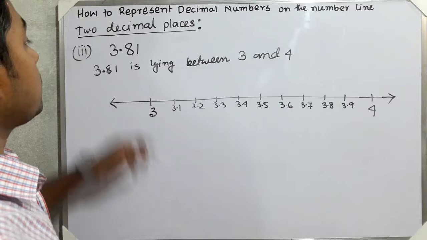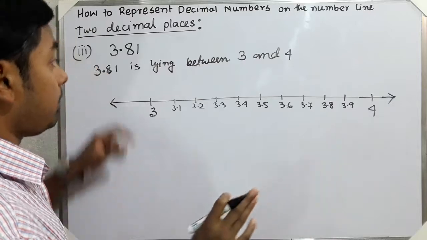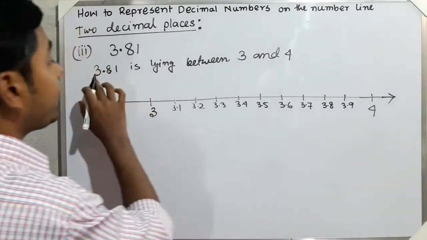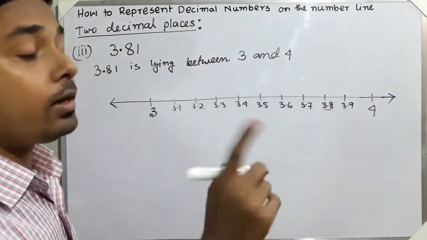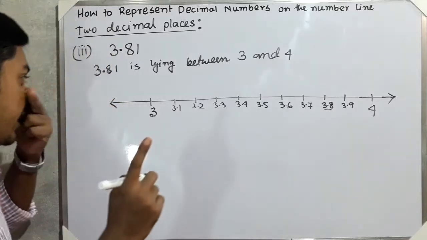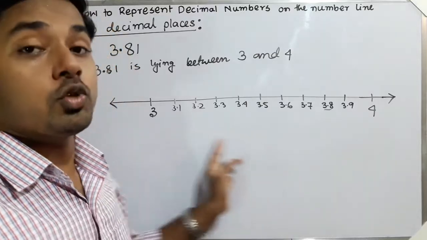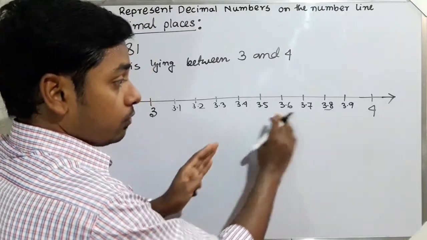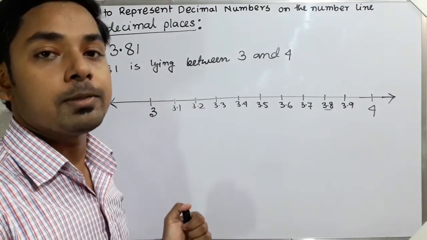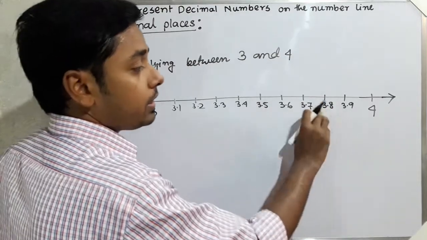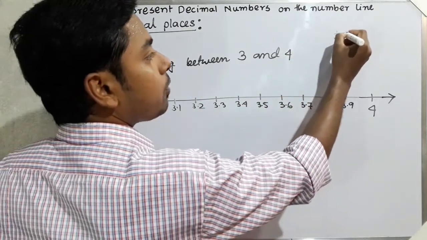Clear? So have we got 3.81? Have we got it? No, still not. अभी तक हमको नहीं मिला 3.81, हमको बस 3.8 मिला. 3.8 मिला, but 3.81 नहीं मिला अभी तक. Now we have to check that 3.81 is lying between which two decimal numbers. From this number line we have to check this number 3.81 is lying between which two decimal numbers. ये चेक करना पड़ेगा कि now clearly we can tell 3.81 will come after 3.8.